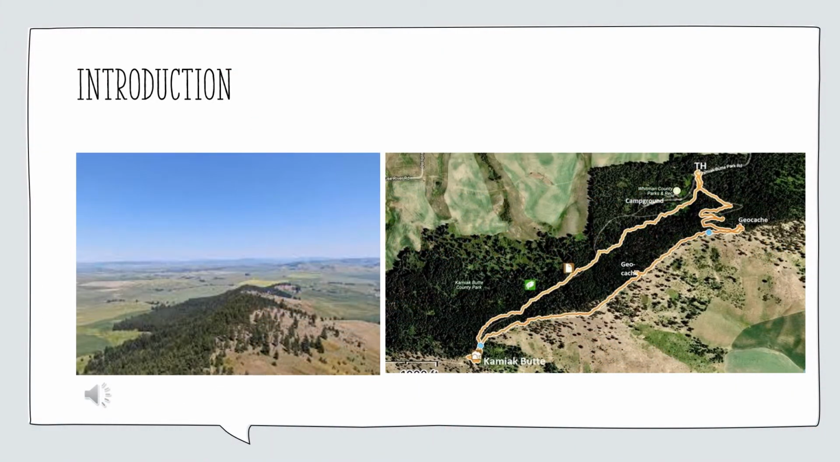To start off, I wanted to show you an aerial view of Kamiak. As you can see, it stands out quite a bit from the rest of the landscape, which is mostly dominated by farmland. One of the interesting and defining aspects of Kamiak Butte is also visible, the stark difference between the north and south side. We'll get into why they differ from each other so much later on.